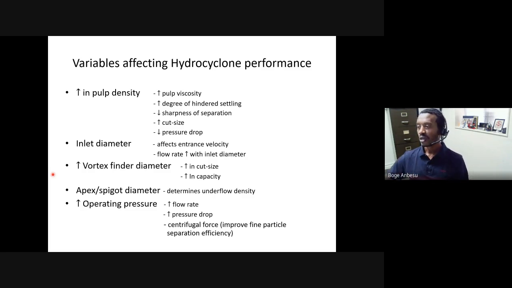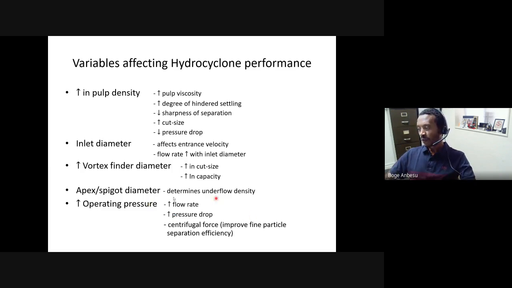So this can already be predicted before we even do any experiments or any test. And obviously, I'm assuming all the other factors are not changing. I'm just changing the vortex finder's diameter. Everything else is kept constant, and then I'm seeing the effect of changing the vortex finder.